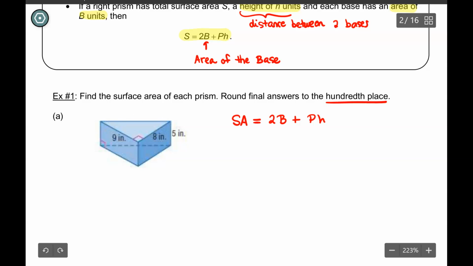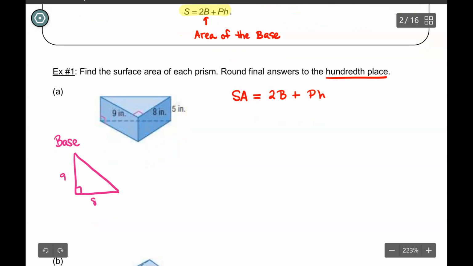Okay, if it helps, sometimes you can draw it. I see this is a right triangle, so if it helps, draw the base over again. So this would be 8 and this would be 9, because that's what we're working with, right? This is the base we're working with. So I need to find the area of that base, and I have to find the perimeter of that base. And then the height is the one measurement I haven't used yet, and the height, again, the distance between the two bases, is going to be 5.